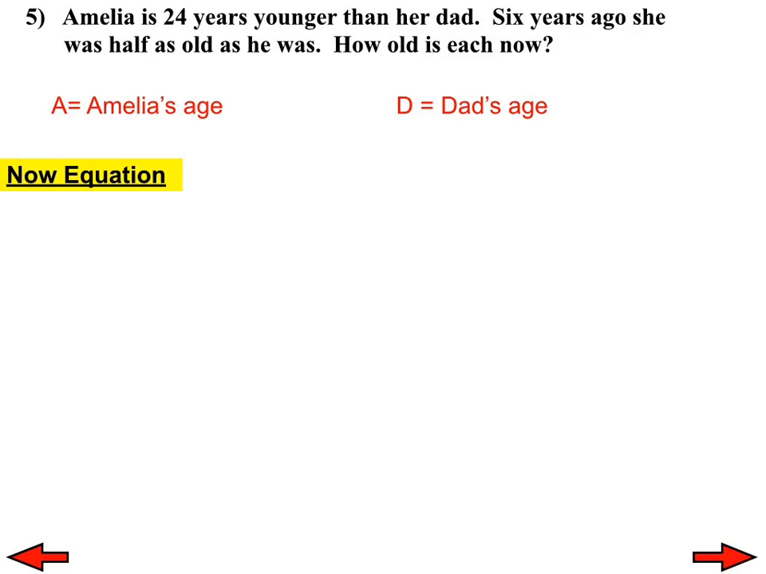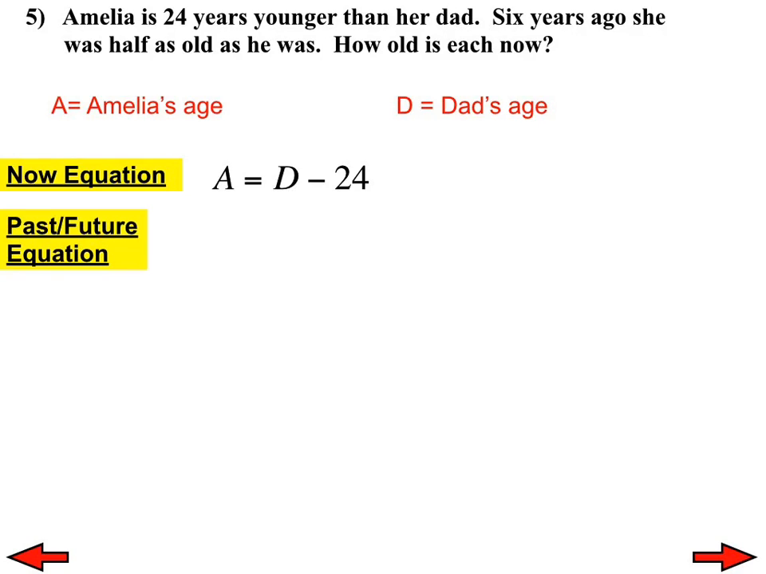Okay, are those two things equivalent to each other? Yes, sure they are. A plus 24 equals d is the same thing as a equals d minus 24. If you don't believe me, take a equals d minus 24 and add 24 to both sides. What do you have? A plus 24 equals d. So they represent the same thing. It just depends on how you look at it.